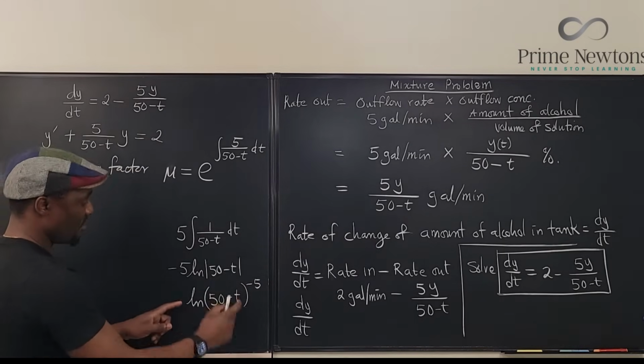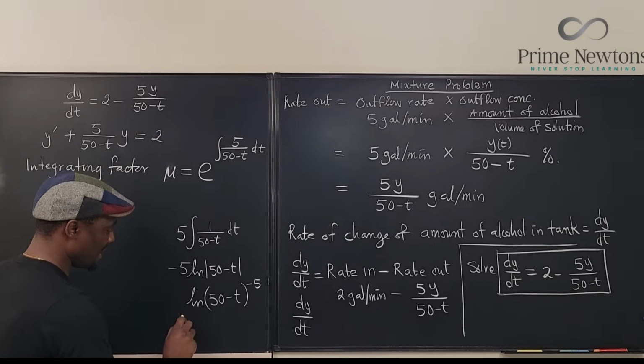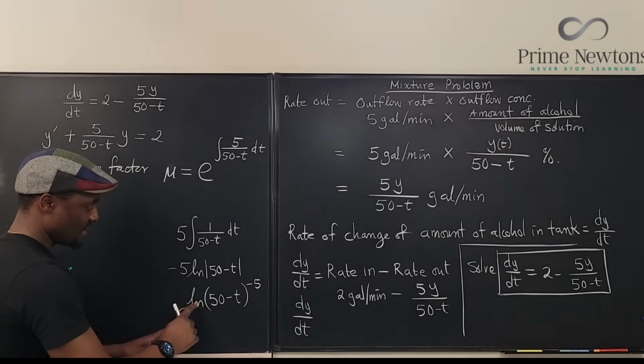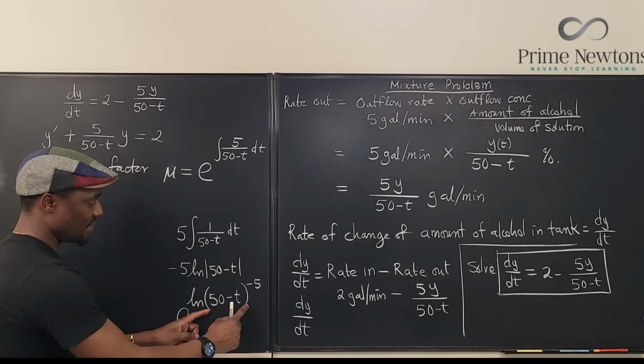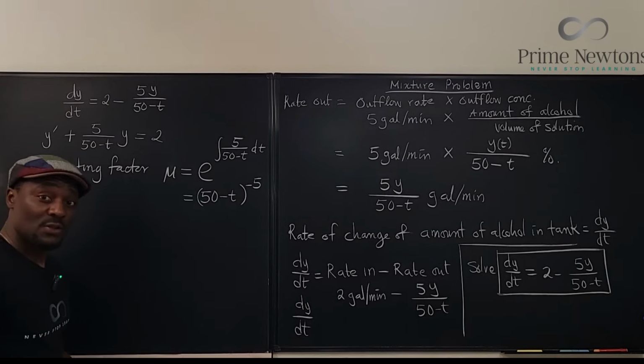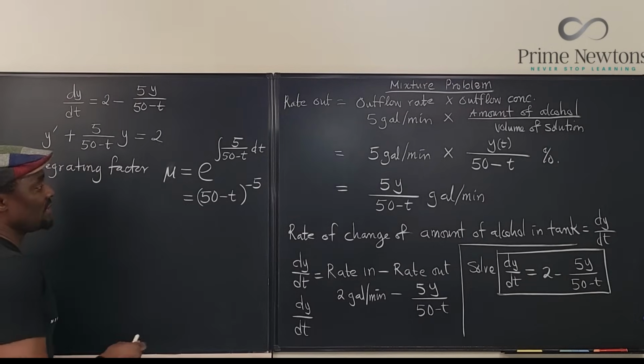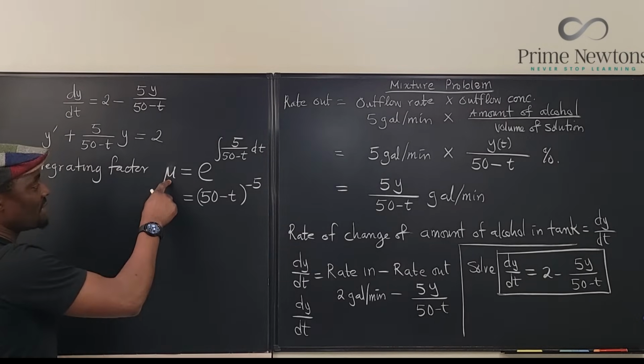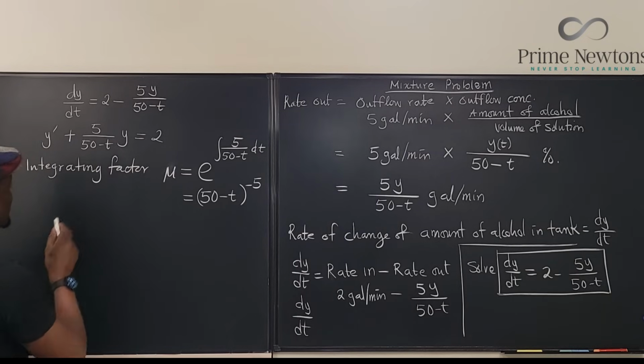So that when I bring it back on top of e like this here, it's going to get rid of this, and all we have is just 50 minus t to the negative 5. So this is what the integrating factor helps us achieve. Whatever you get as your integrating factor becomes your answer on the left-hand side.